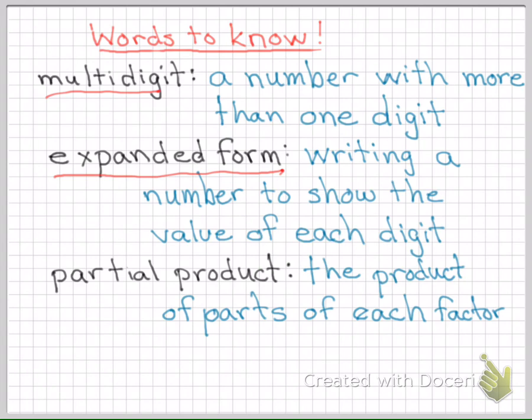A partial product. The product of the parts of each factor. Now you know that things like 2 times 3, those are both factors, okay, and it gives you a product. 6 is the product. Well, we're doing something very much like that in today's lesson.